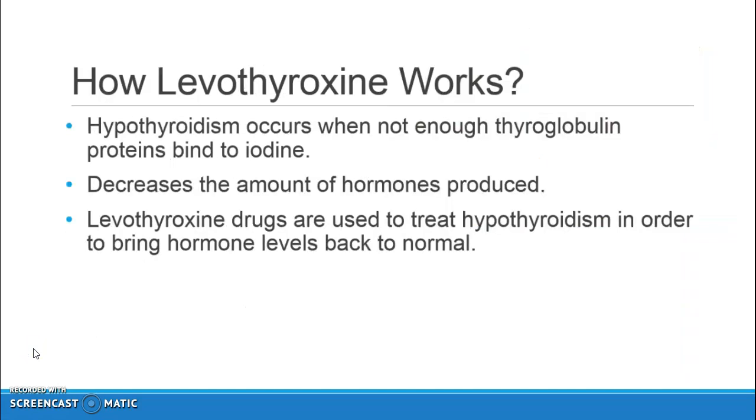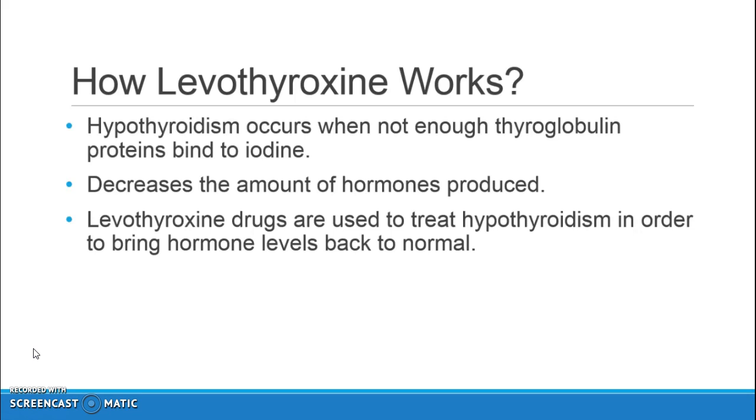How levothyroxine works. Inside the thyroid gland are many follicles that produce hormones, and inside the follicles, thyroglobulin and protein bind to iodine. When this occurs, thyroglobulin splits and forms the hormone that we need.